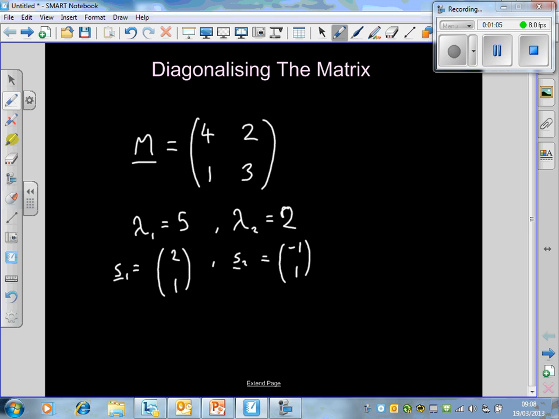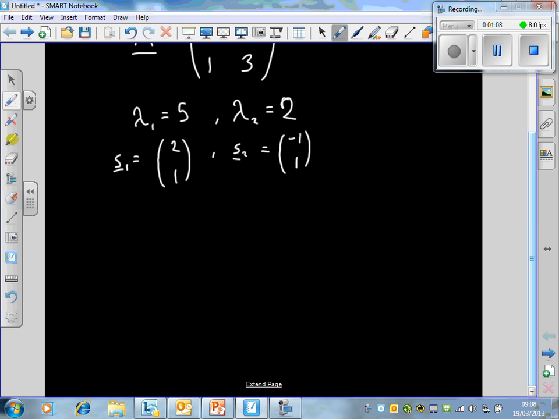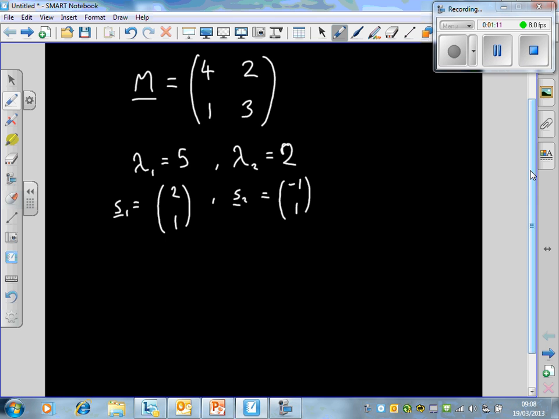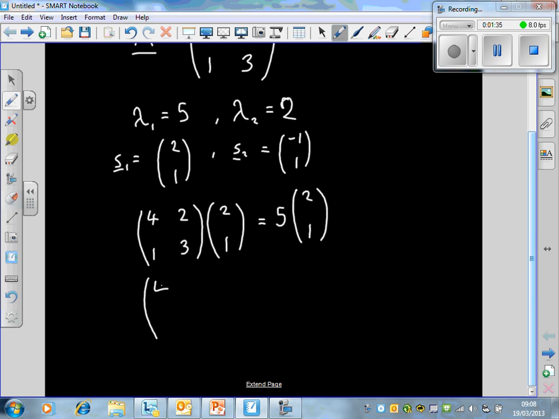Okay, so what this information is telling us, the whole point of eigenvectors and eigenvalues, is that if we do the matrix 4, 2, 1, 3, and apply this eigenvector, 2, 1, it's exactly the same as having lambda, which is 5, times 2, 1. That's what it's saying. And similarly, if we apply this eigenvector, minus 1, 1, it's the same as the effect of multiplying it by 2.